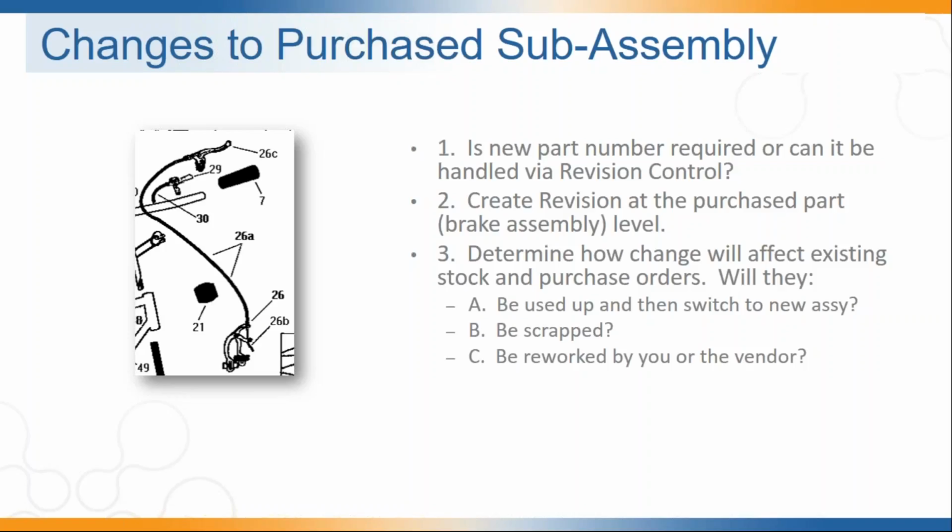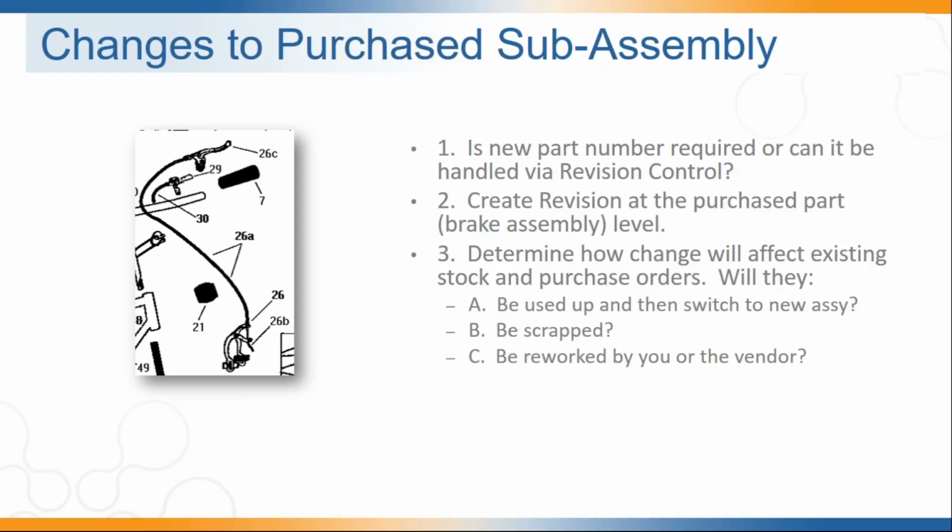Or it may be that the engineers decide we do need to have a new revision for the assembly that indicates that now these fiber pads are going to be used, and then that revised assembly drawing gets sent to the vendor so that they can be sure that the right parts are being used. So a revision would be created at the purchased part or the brake assembly level in this case to indicate what components are going into this revision of the brake assembly.